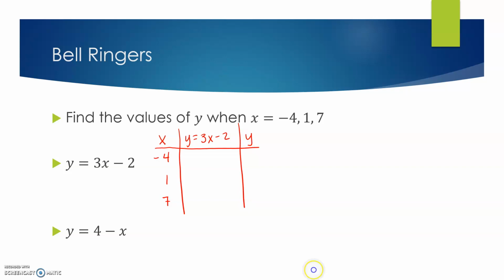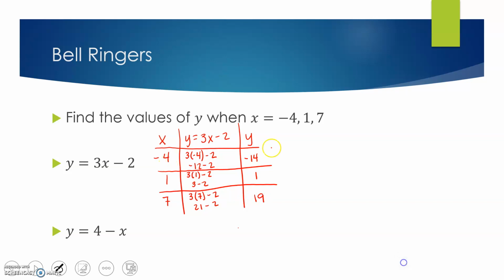So when I substitute in -4, I'm going to get 3 times -4 minus 2. That would give me -12 minus 2, and -12 minus 2 would give me -14. All right, next I have 1, so I'm going to do 3 times 1 minus 2. Well, 3 times 1 is 3, and then minus 2 is 1. Finally, we have 7, so we can say 3 times 7 minus 2. 3 times 7 is 21, minus 2 is 19.